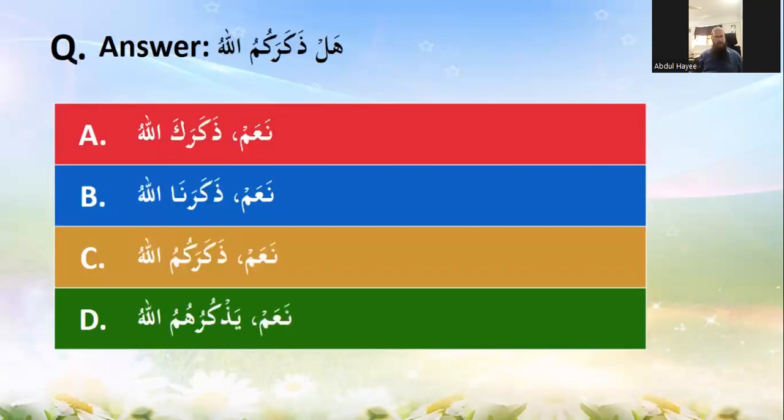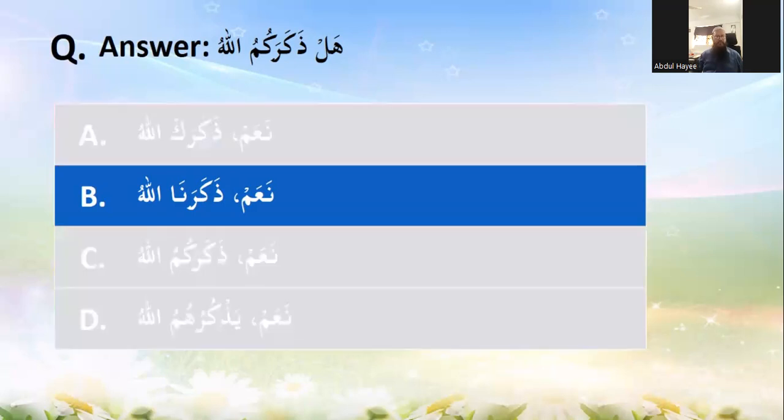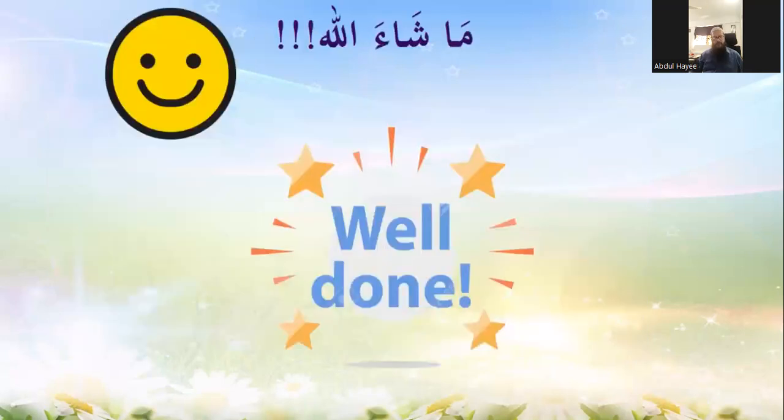Answer: hal zakarakumullah? Naam zakarakumullah, naam zakaramullah, naam zakarakumullah, naam yazkurumullah. A, B, C, D. B. Yes, kum will change with na. Naam zakarnallah. MashaAllah, you have done well.